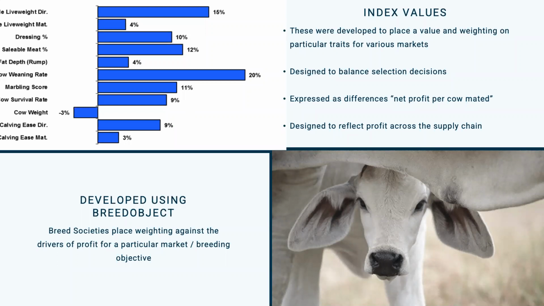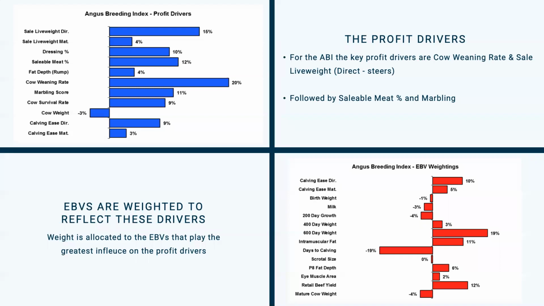So when you think about how that might have been developed, the breed societies use a program called BreedObject, which takes into account the market requirements and the environmental impact to then put weightings on particular genetic traits and trends to give you that outcome. If we look at the Angus Breeding Index as an example, the breed society has talked about what the key profit drivers would be for someone who is breeding replacement females and looking to generate steers suitable for grass-fed or domestic finishing programs.